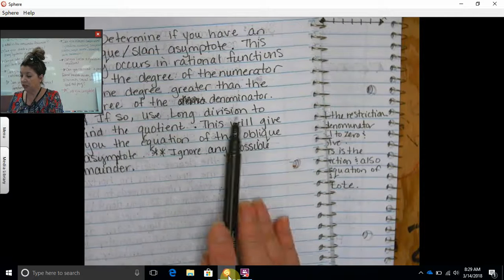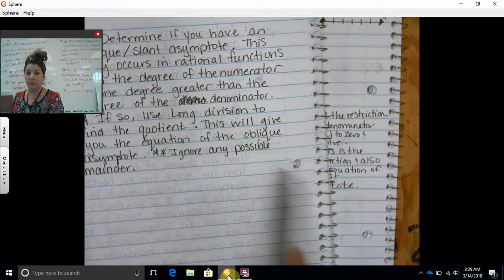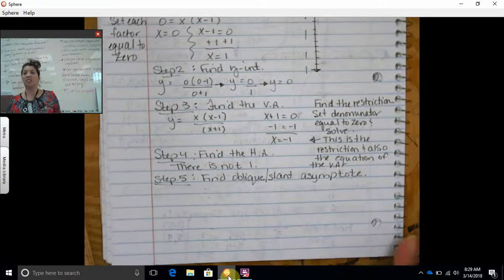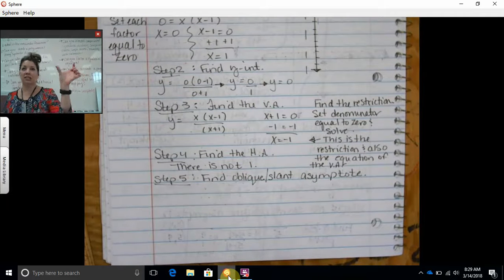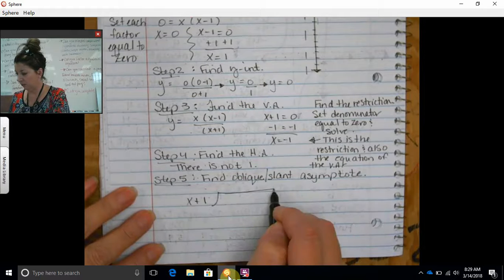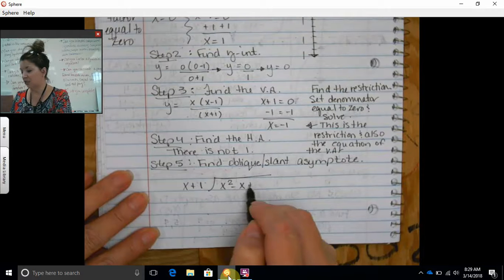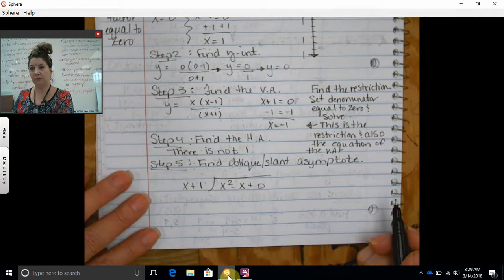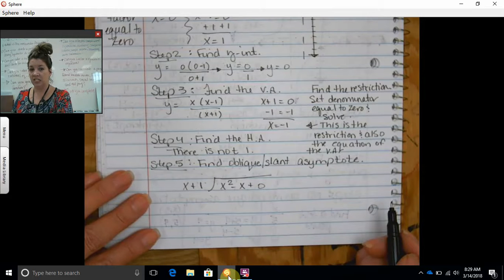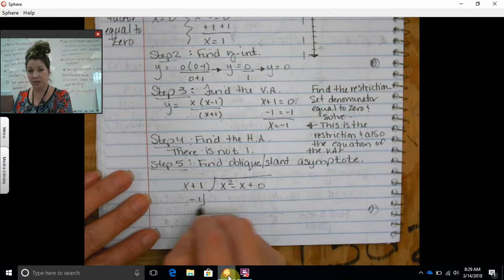If so, use long division to find the quotient. This will give you the equation of the oblique asymptote. Ignore any possible remainder. Well, in this case, we'll actually be able to do synthetic division because the divisor is linear, okay? So y'all remember how to do division. And I'm missing the constant, so I'm just going to throw a 0 down. You can still do long division if you want to. Synthetic division, remember that divisor, whatever the constant is, I change the sign, I put it behind the little house.